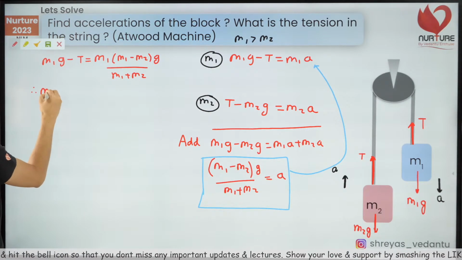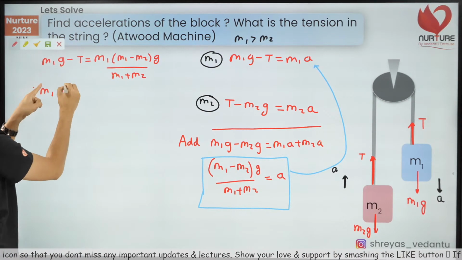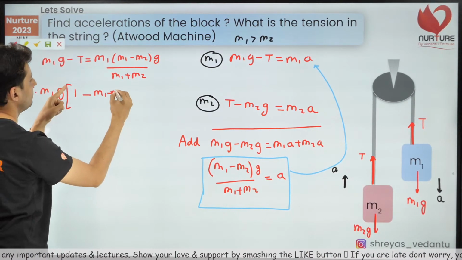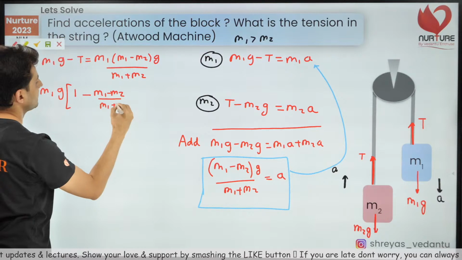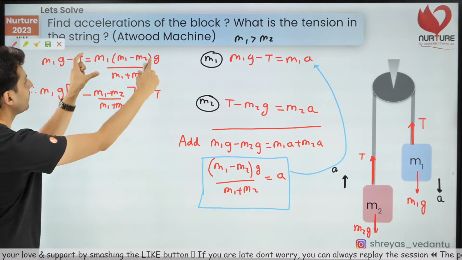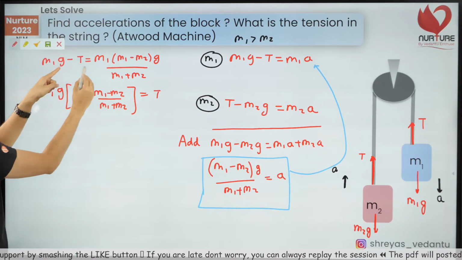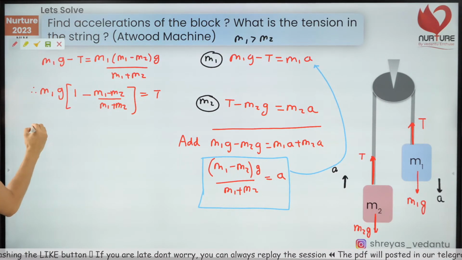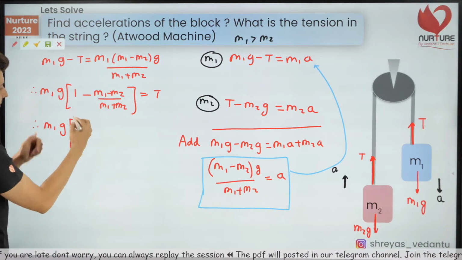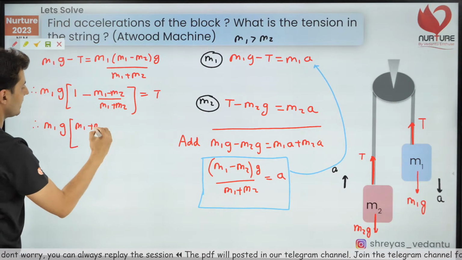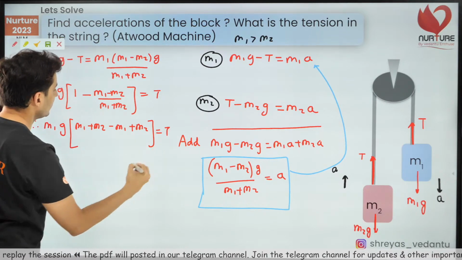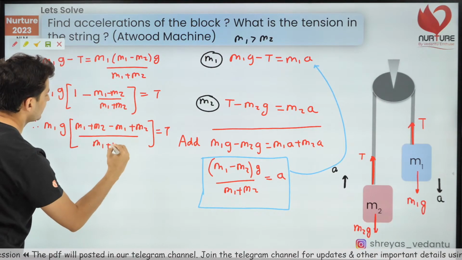So it will become m1 g is common, 1 minus (m1 minus m2) upon (m1 plus m2). Tension has been taken to the other side. This whole big term has been taken to the left. m1g and m1g is taken common. Therefore, m1g into, this is in the denominator, take LCM. So (m1 plus m2 minus m1 plus m2), the whole thing is equal to t. This is divided by m1 plus m2, of course.